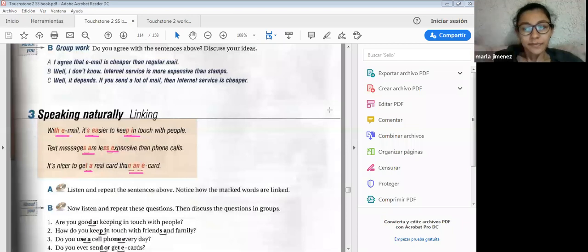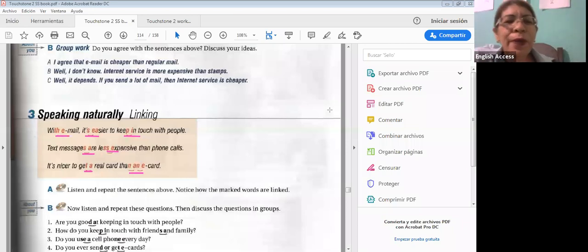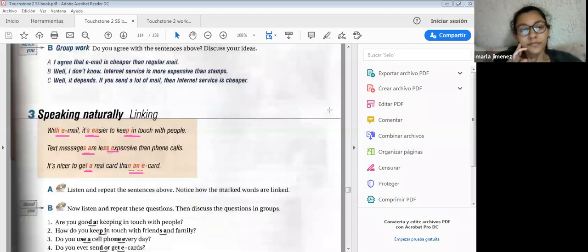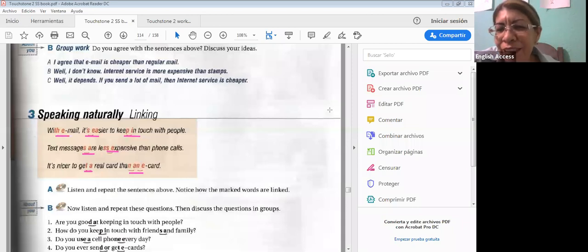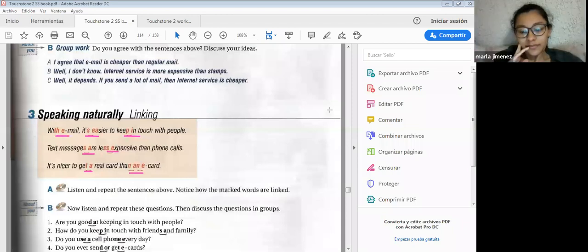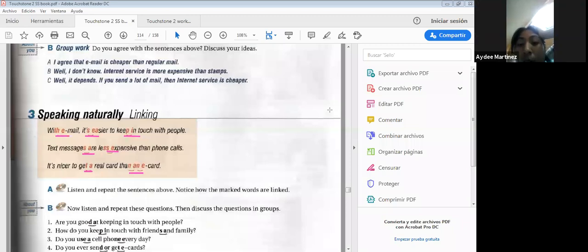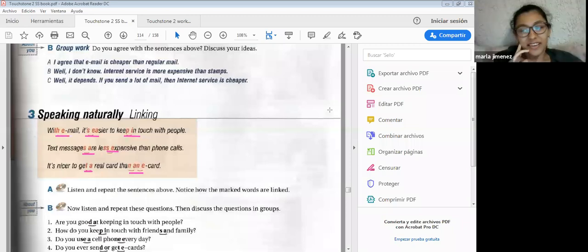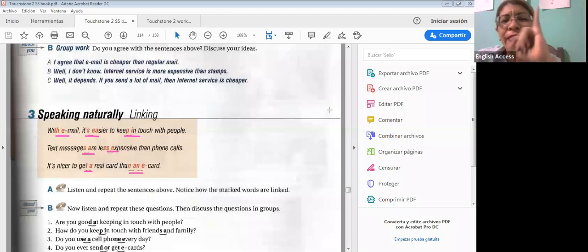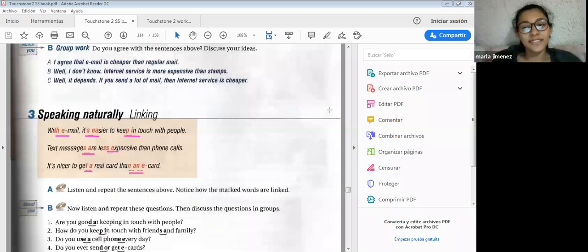Excellent. Number 3, we have get and we have a. Let's imagine that they are together. Get a. Get a. Okay. It's nicer to get a real card than an e-card. Imagine that these words are together. We have than, an, e. We have 3. Let's imagine that they are together. Than an e-card. Correct. One more time.